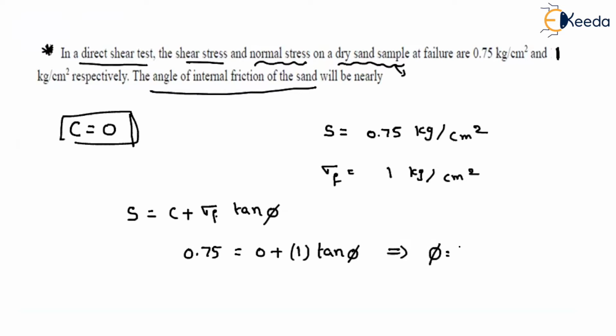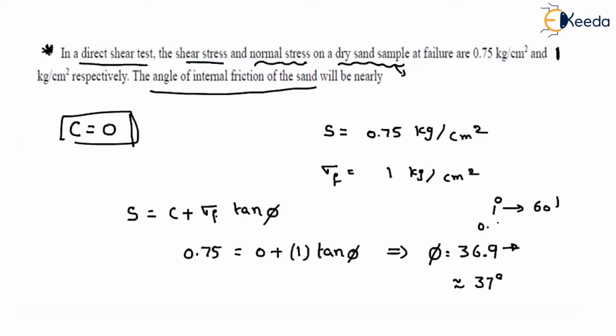If you solve this, you will get around 36.9 something. That means we can report our answer as nearly equal to 37 degrees. Otherwise, how do I represent it? Here we get the value as 36.9 degrees. 1 degree is how many minutes? 60 minutes.